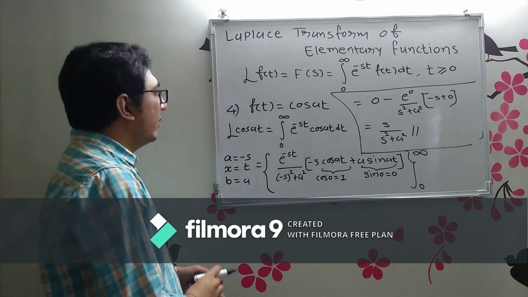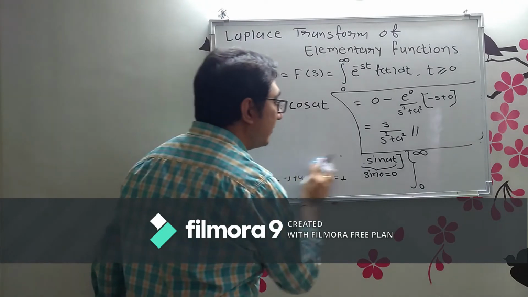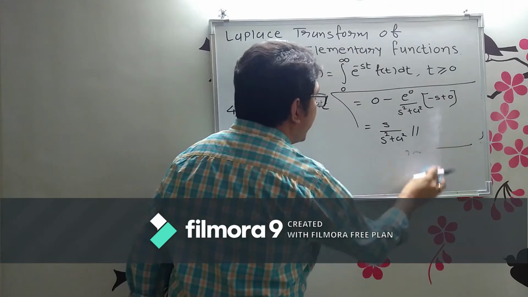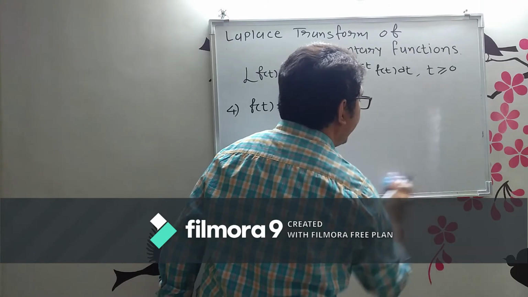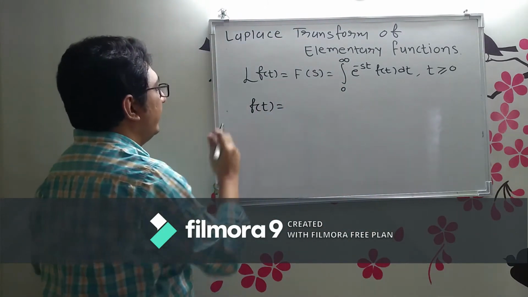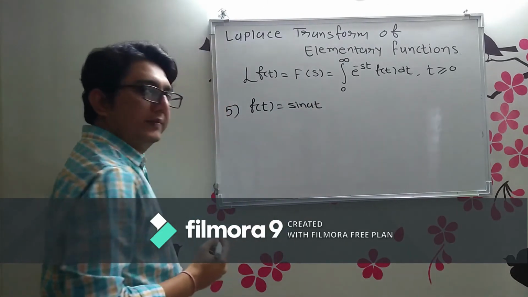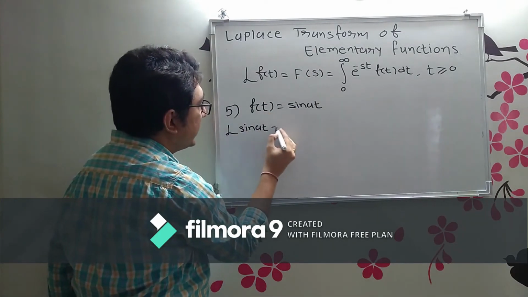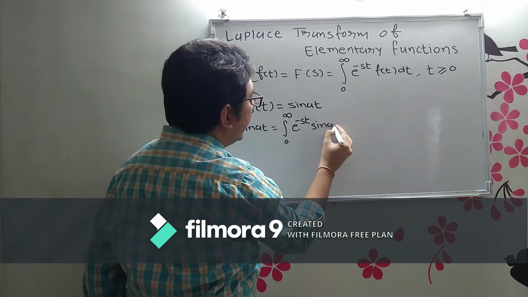Okay, fine. Now let us talk about the next formula, that is f of t is equal to sine at. The procedure is the same as this one, but the integration formula is a little bit different. So we have to take care of this concept. So here, formula number 5 is f of t is equal to sine at. Laplace of sine at can be written as integration 0 to infinity e raised to minus st sine at dt.